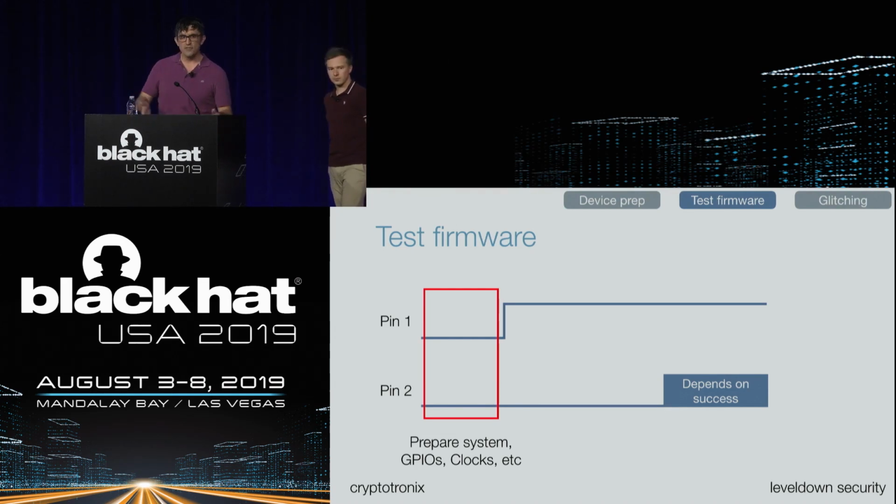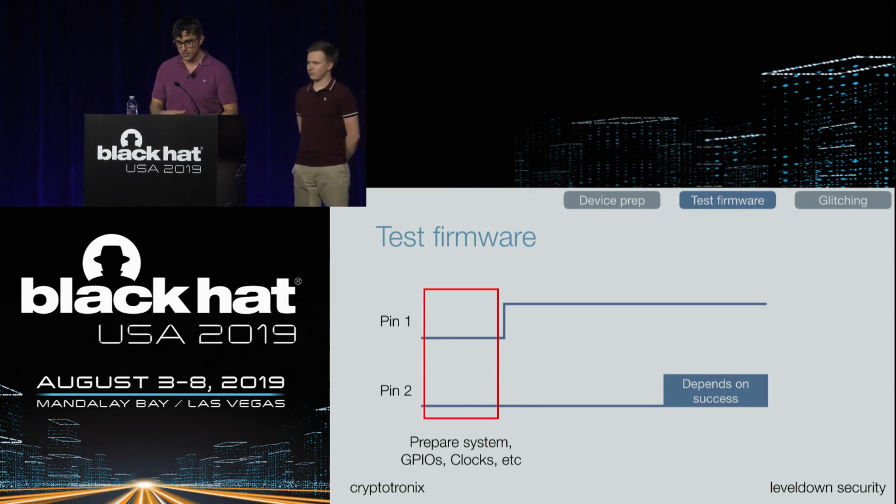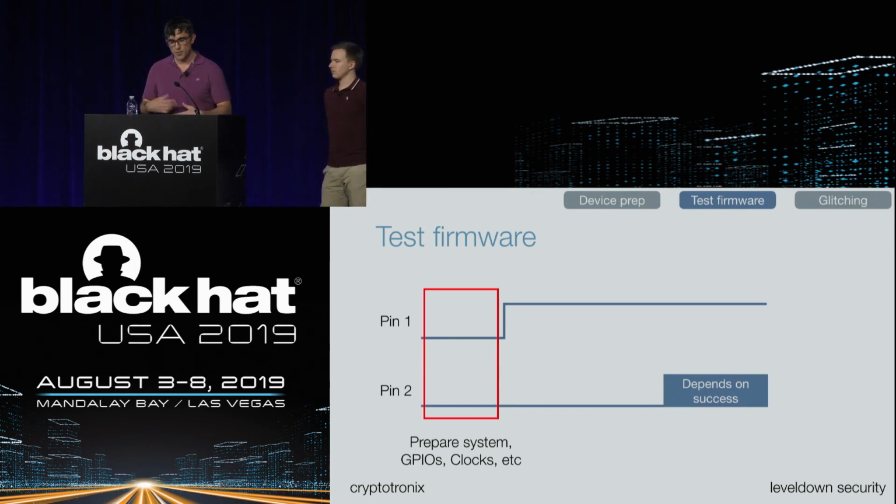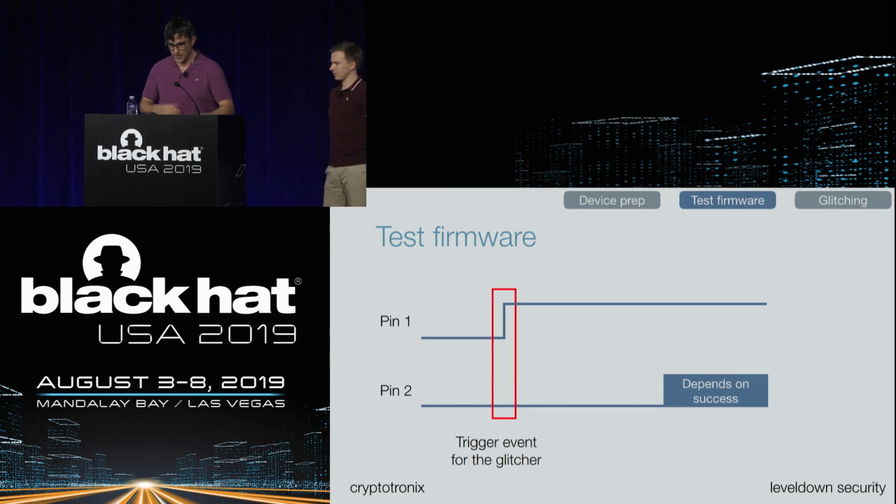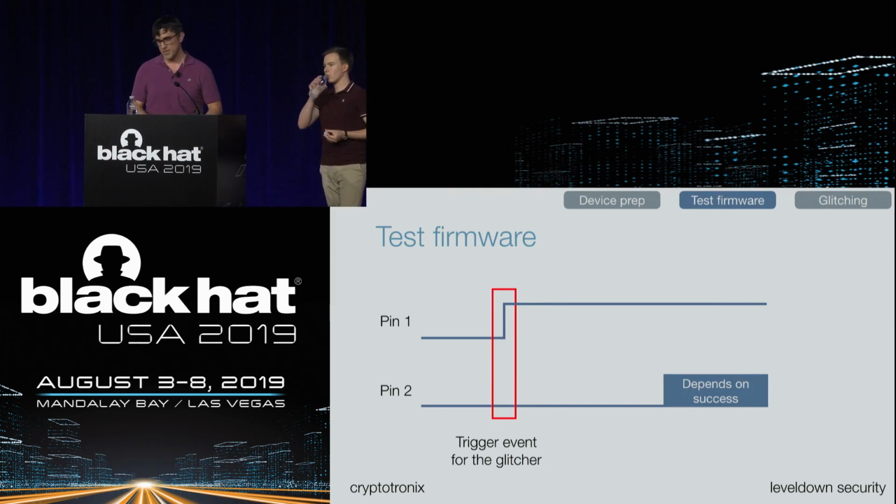So you start off, the microcontroller has booted. Now in this section, it's preparing the system clocks, doing all that system bring up stuff that we just have to do in order to run our code. Here's where the more interesting bits start. We have to trigger the event for the glitcher. In this case, we artificially made it the GPIO high. On a real target, this could be something else.